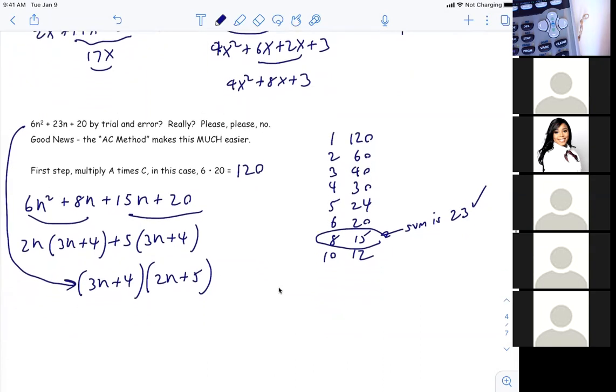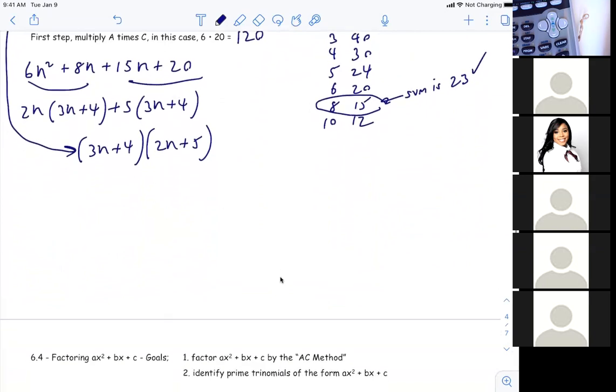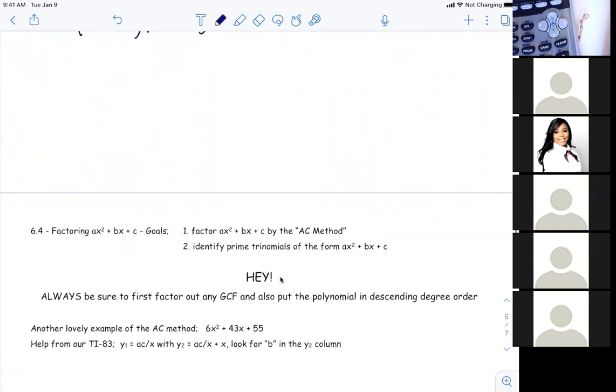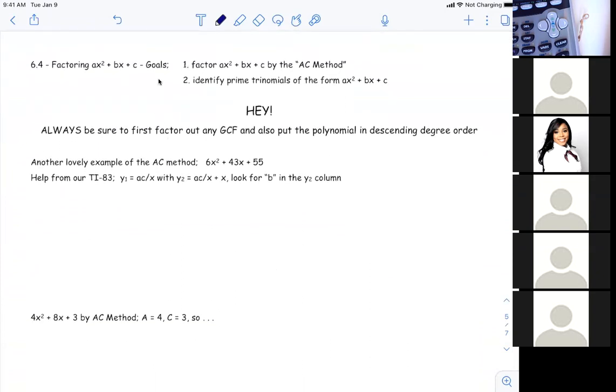And if you do trial and error, you want to do it in an organized method so you don't accidentally skip some possibility that works, right? So we're going to do a few more of these to make sure we get the hang of it. And that's what this last chapter is about, using the AC method to factor something where it's 2x squared, 3x squared, whatever. And also be able to identify prime polynomials in that type of expression.